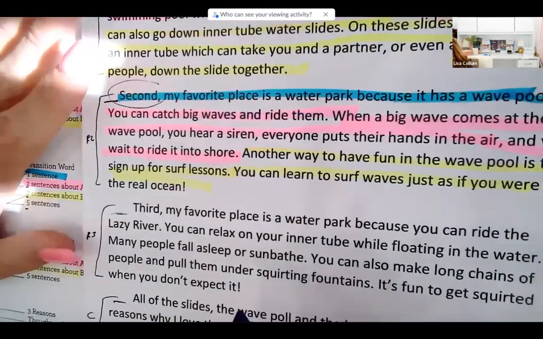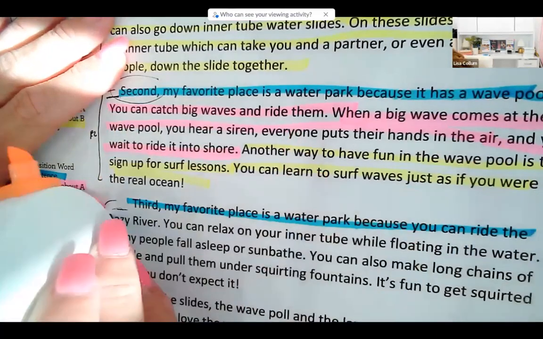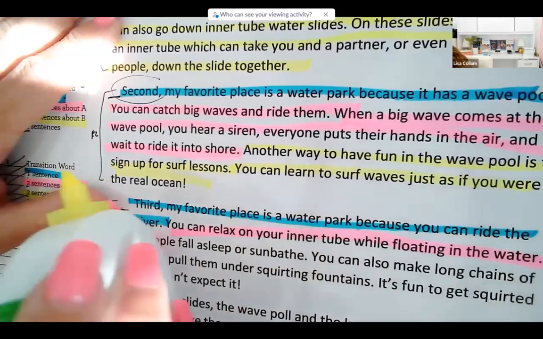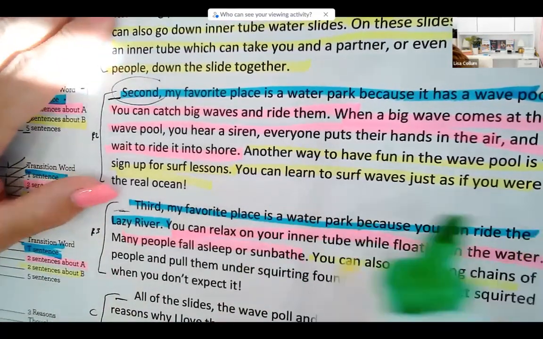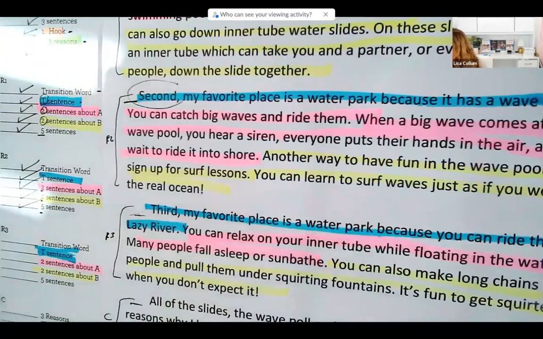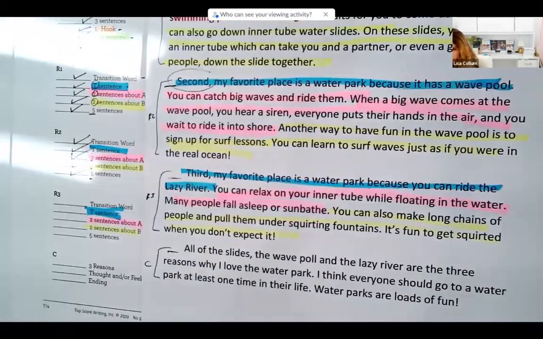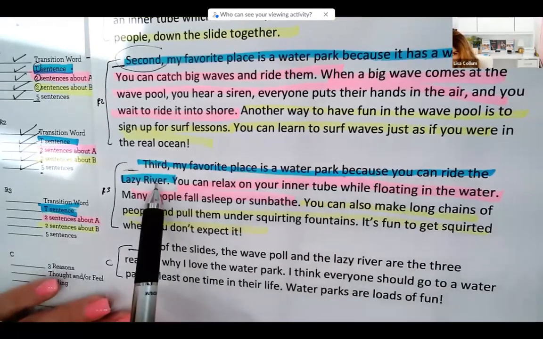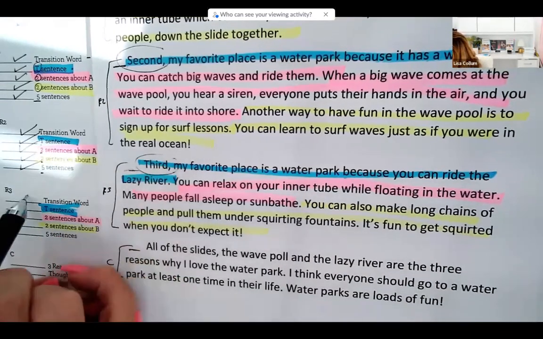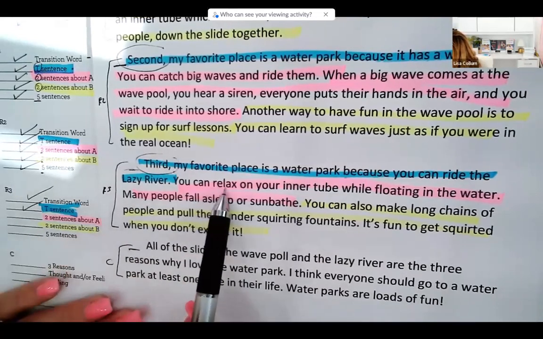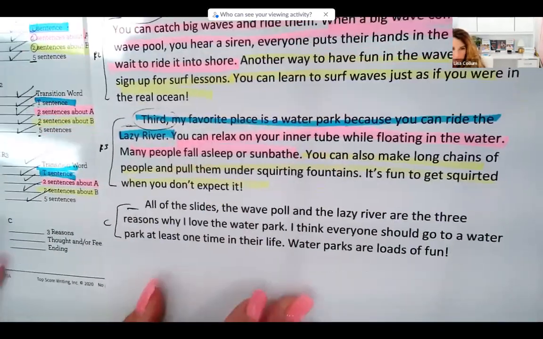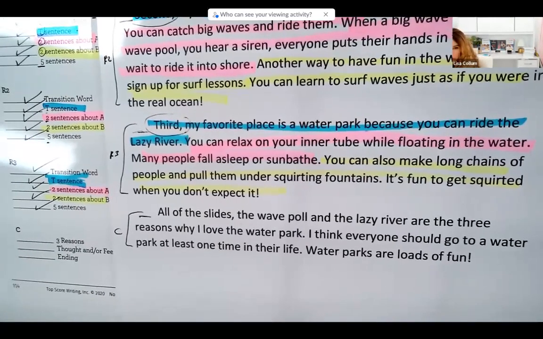Okay, I'm going to go ahead and highlight the parts of my R3, since we've already gone over this, just to show you. Okay, let me show you R3. My favorite place is a water park because you can ride the lazy river. I have my transition word third. That's my topic sentence. Then I wrote 2 sentences about my A, 2 about my B, and it's 5 sentences total.